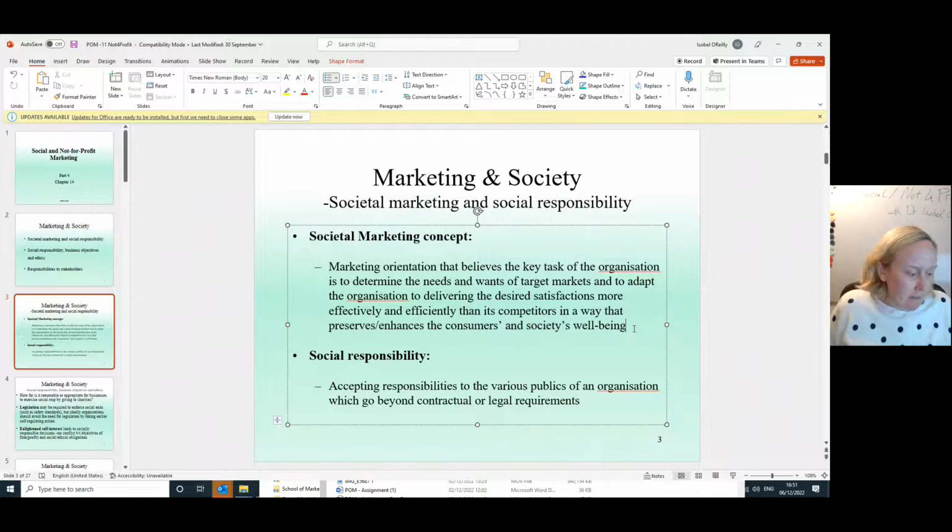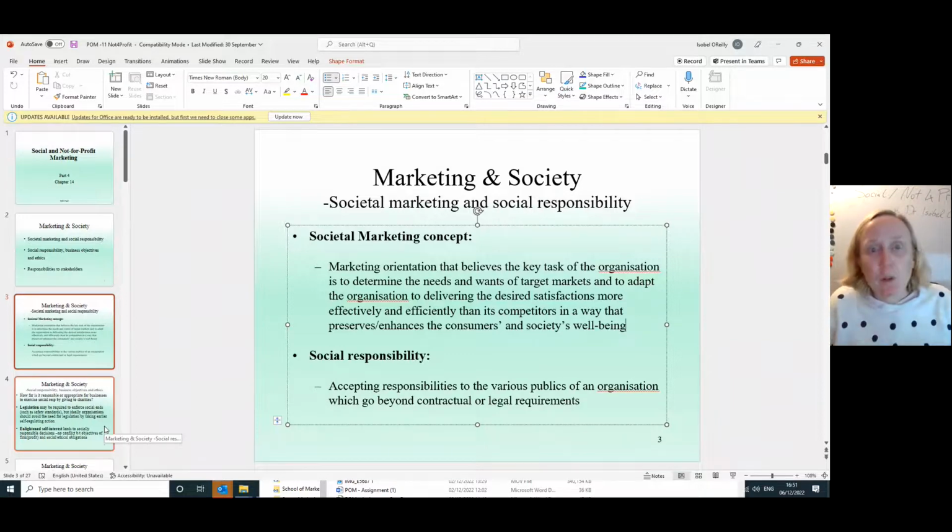So that can be looking at climate awareness and general ethical practices, no child labour in other countries and things like that. Social responsibility then is to do with accepting responsibilities to the various publics of an organisation which go beyond contractual or legal requirements. So it's one thing following the law, but social responsibility takes it that little bit further, a little bit more responsible.